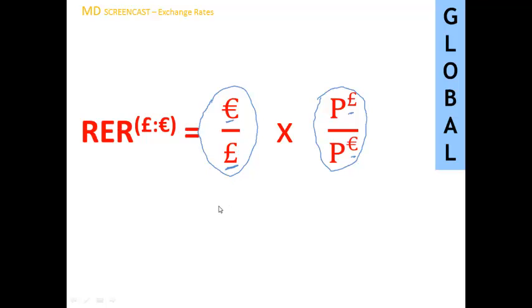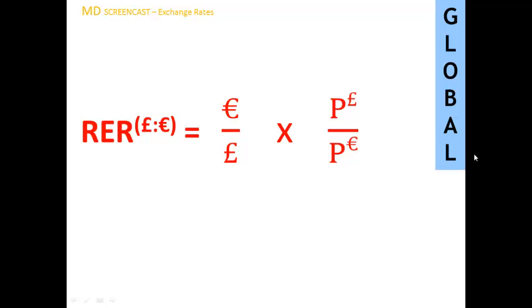And so therefore if we have an exchange rate of €2 to £1, it should reflect that the price in euros of this good is twice as much as the price in pounds. Therefore, purchasing power parity is maintained and the real exchange rate equals 1.